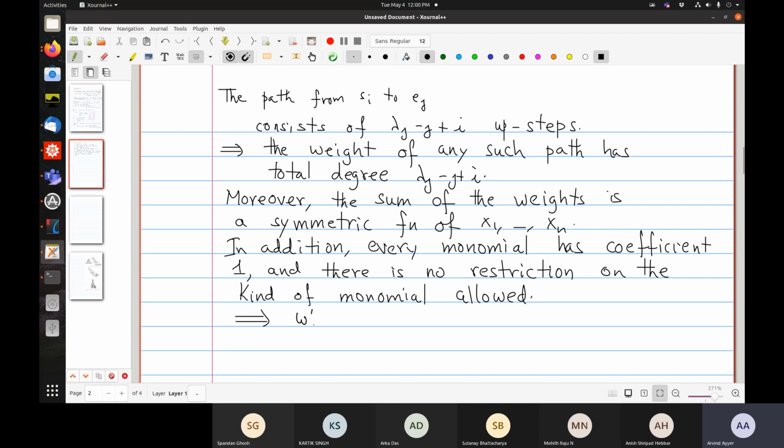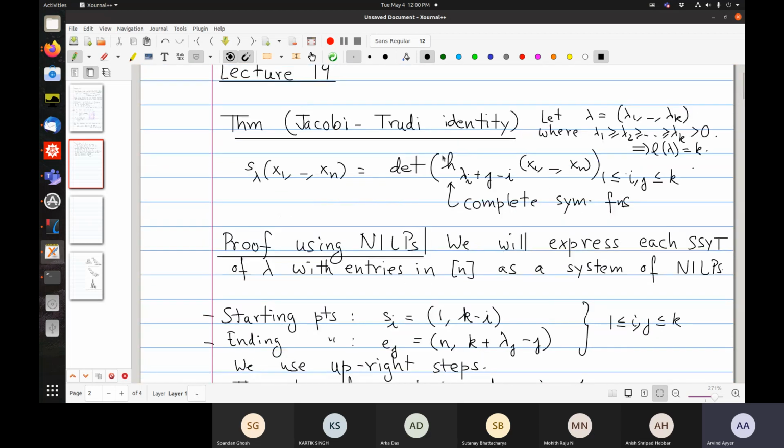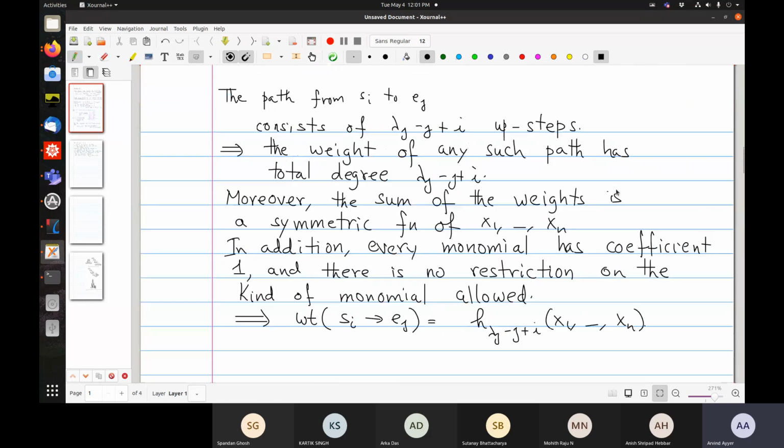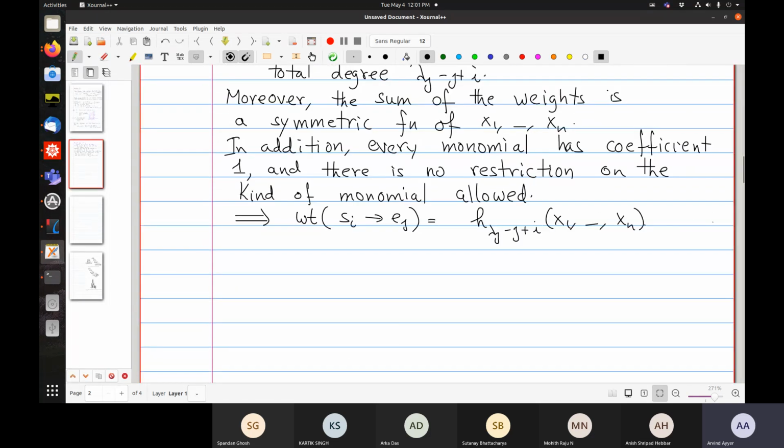So the weight of Si to Ej is the complete symmetric function lambda j minus a plus I of S, which is what we wanted. Well, okay, I mixed up I and j, but it's the same thing. I mean, I can say lambda j plus I minus... okay, I just took the transpose. So which is what we wanted to show.